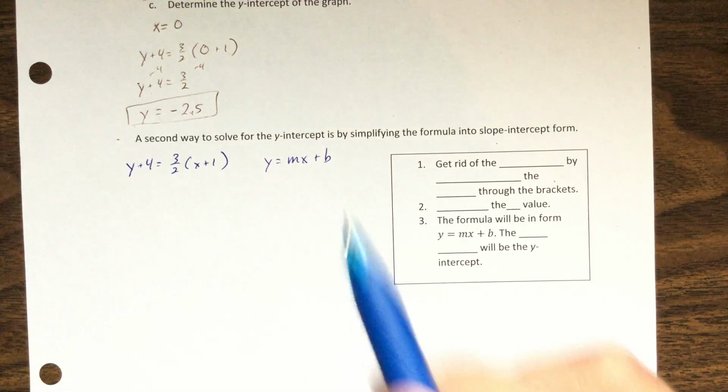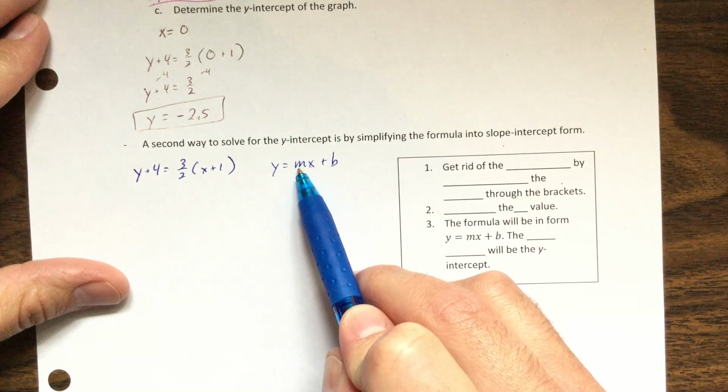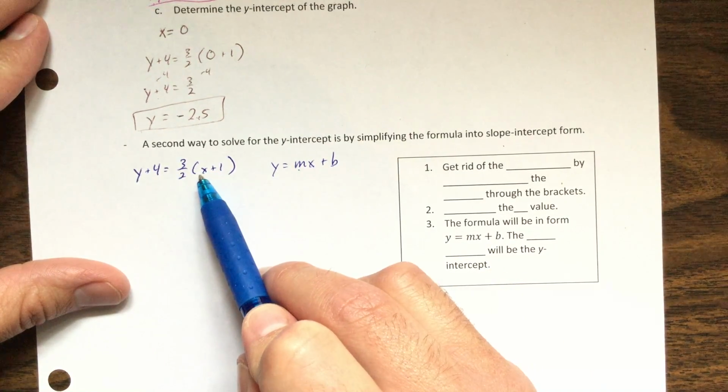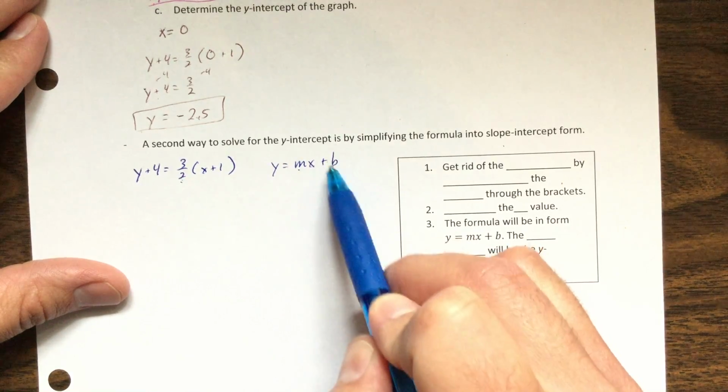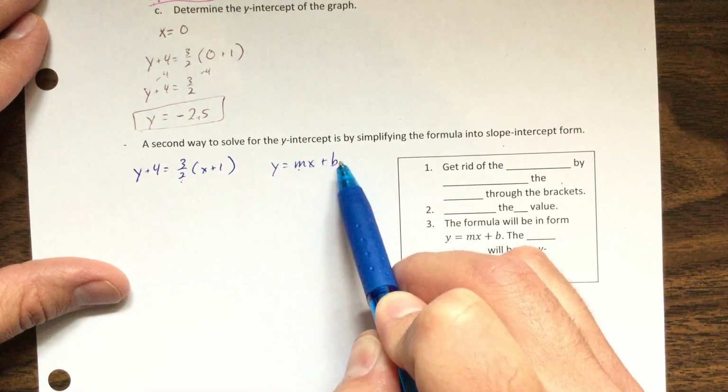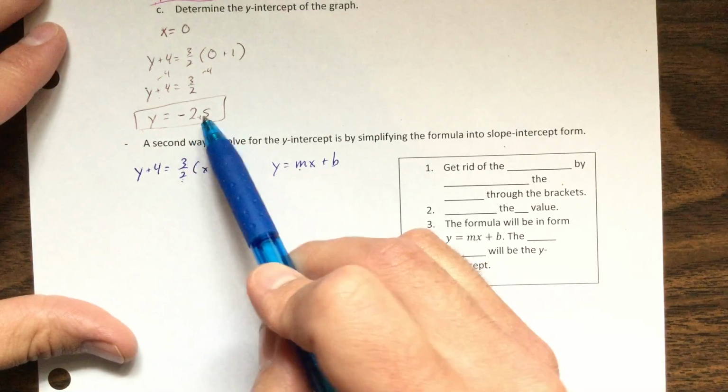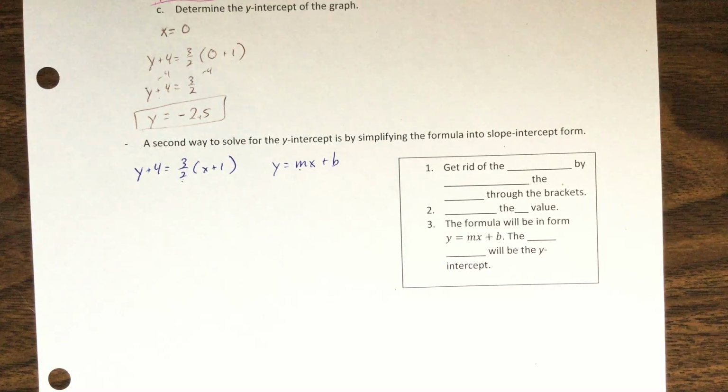Now we're going to have our slope right in front of our x, and it should be exactly the same as this slope. Then our y-intercept is going to come out at the end, and it should be negative 2.5, but we'll double check on that.